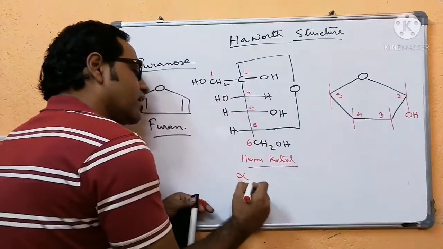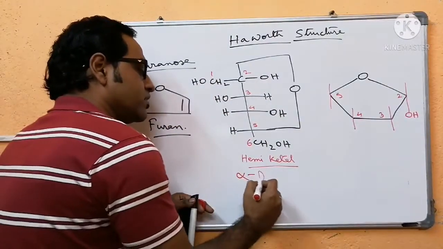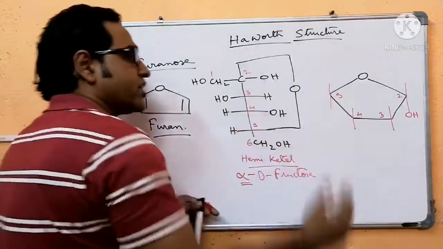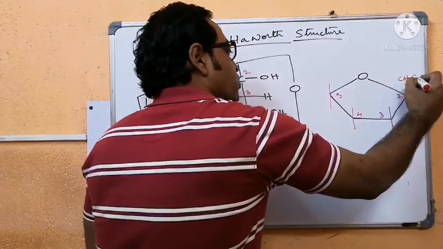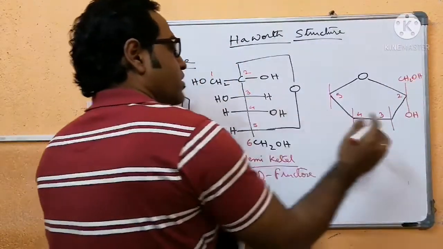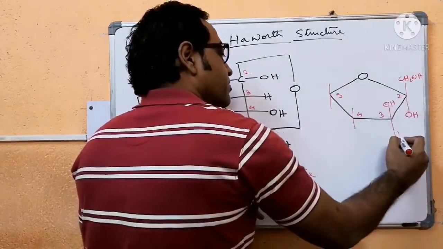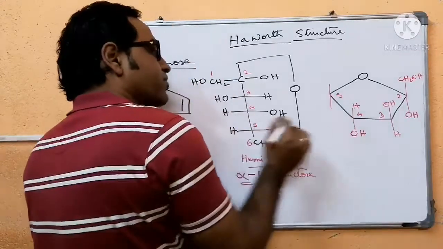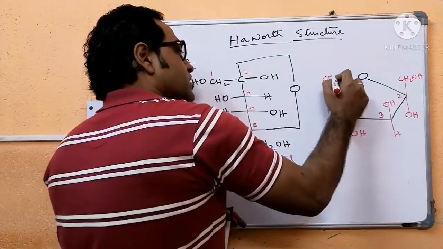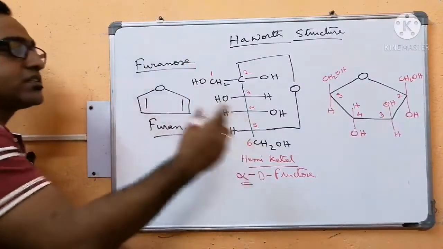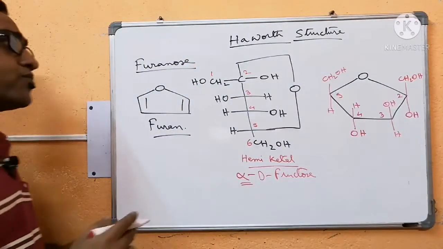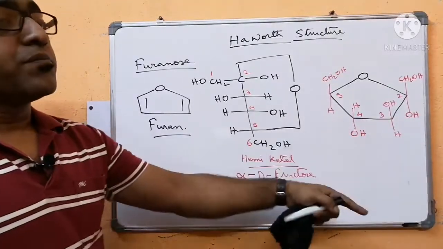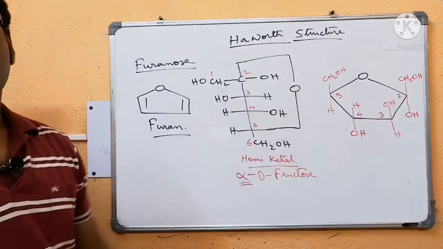This is basically alpha D fructose. The alpha form has OH on the right hand side. So you write here CH2OH. For the third one, OH above. For the fourth one, OH below. For the fifth one, H, CH2OH. So this is the furanose structure of fructose. And all this structure, this one and the previous one, they are called Haworth structures.